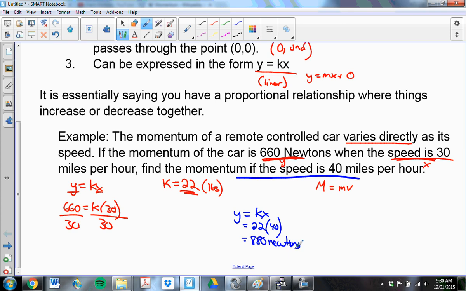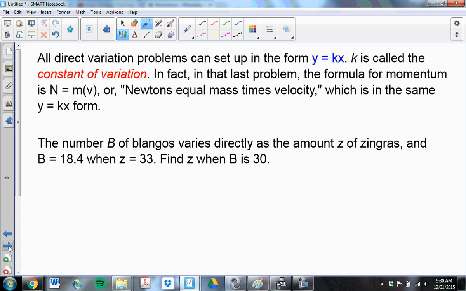An increase in x going from 30 to 40 led to an increase in y from 660 to 880. That's direct variation. Had the car been traveling at 0 miles per hour, obviously the momentum would have been 0. That's the point (0, 0). All direct variation problems come in the form y equals kx, and k is called the constant of variation.